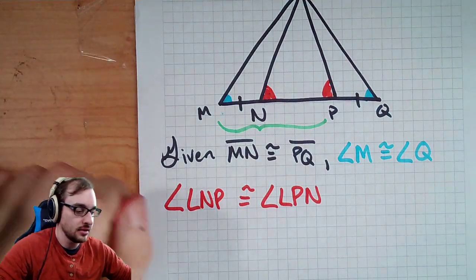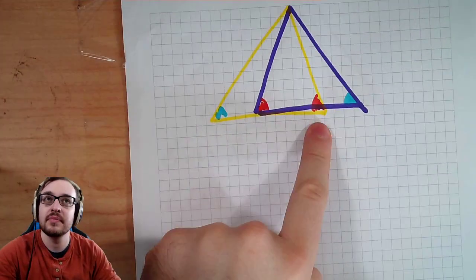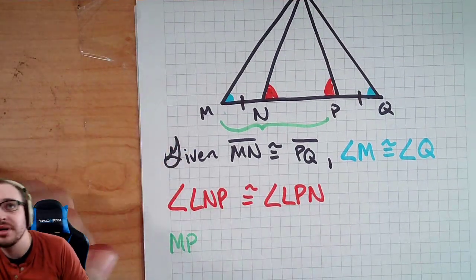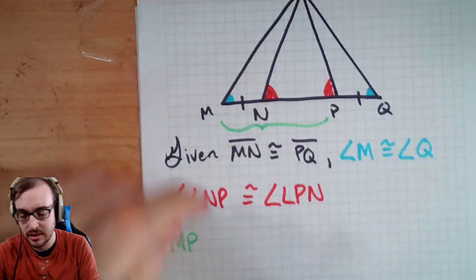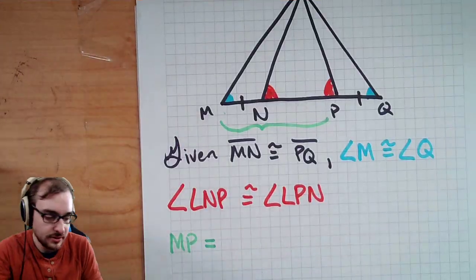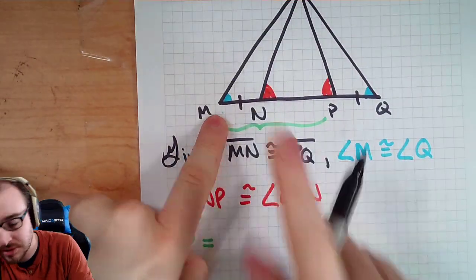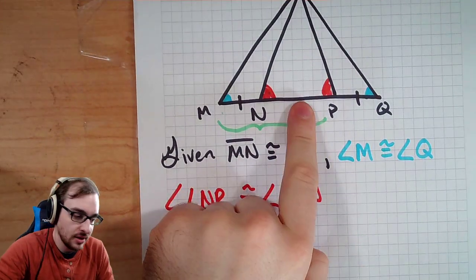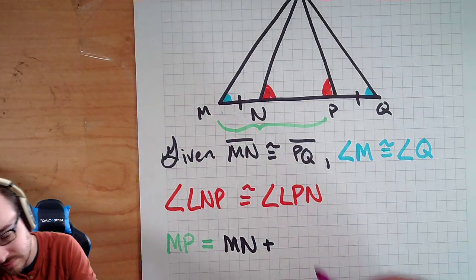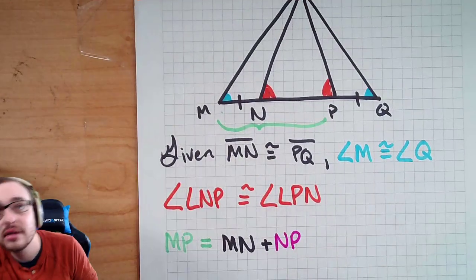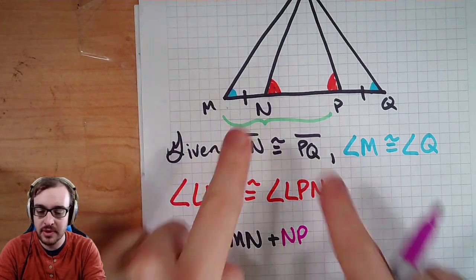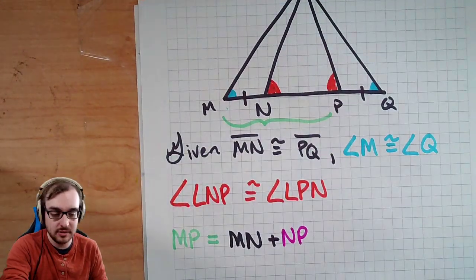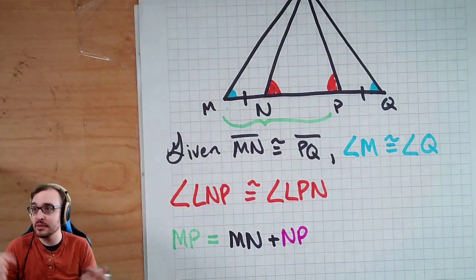That side is the bottom of this yellow triangle, right? MP equals this piece, MN, plus this piece. Let's have that be purple. NP. Are you following me so far? This whole thing is 2 segments added together. This is segment addition postulate, right? The pieces of the segment make up the whole segment.